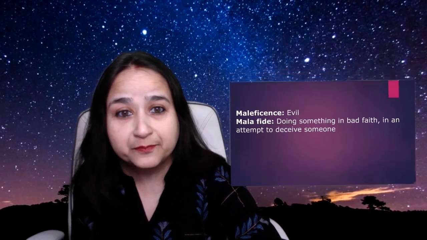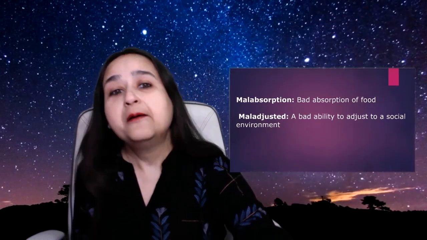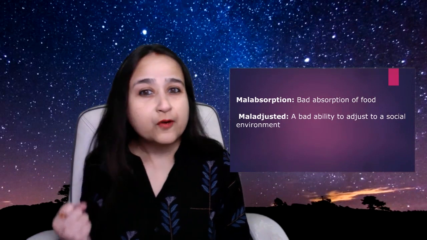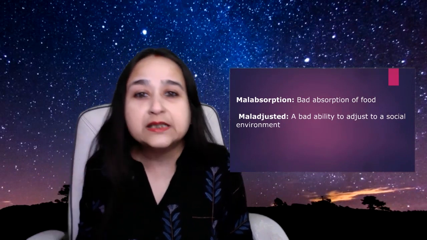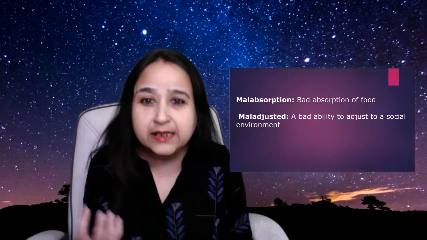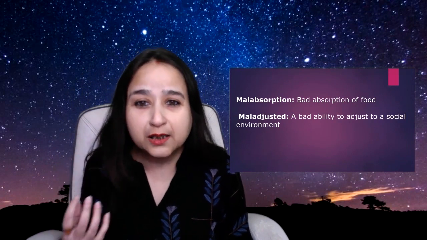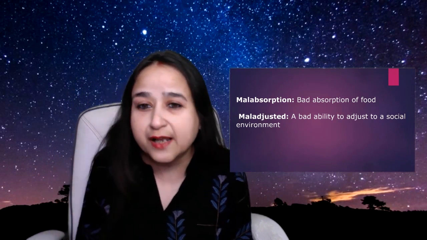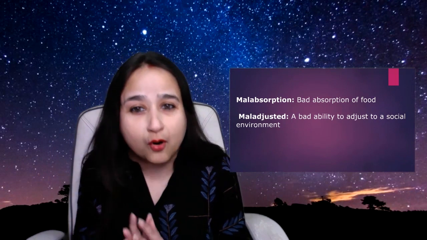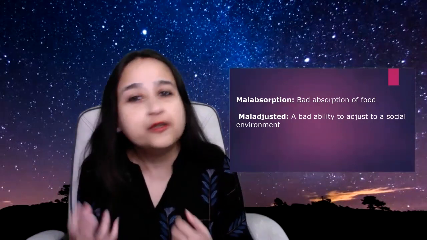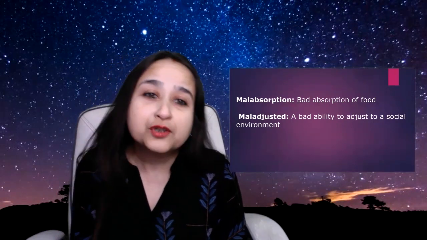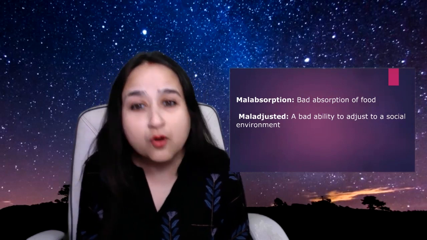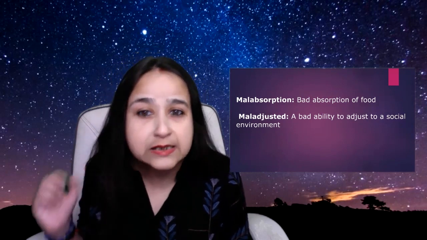And then coming up, malabsorption, bad absorption of our food or nutrients, etc. So sometimes our kidneys and the arteries and veins, etc. of the body are not able to absorb the nutrients from the food properly. So that will be called malabsorption. It also happens in plants, etc.